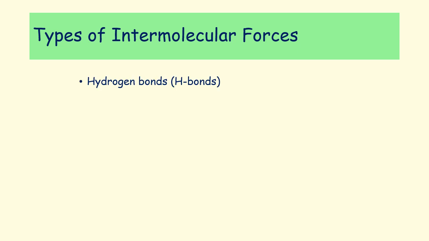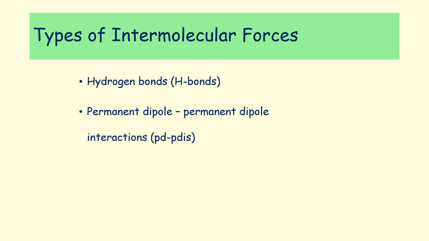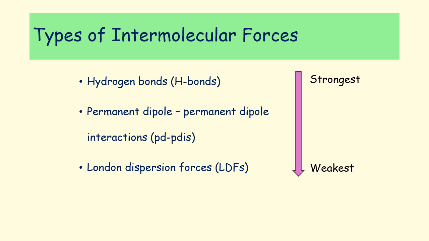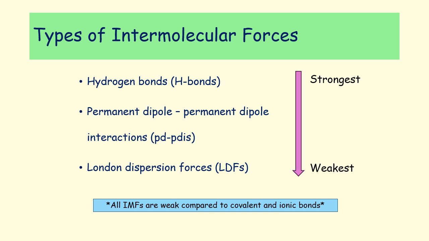The three types of intermolecular forces are hydrogen bonds, which we can shorten to H bonds, something called permanent dipole interactions, which we can shorten to PDIs, and then we have London dispersion forces, which we are allowed to shorten to LDFs. In terms of strength, hydrogen bonds are the strongest type of intermolecular force, and London dispersion forces are the weakest. But again, all intermolecular forces are very weak when we compare them to covalent bonds or ionic bonds.